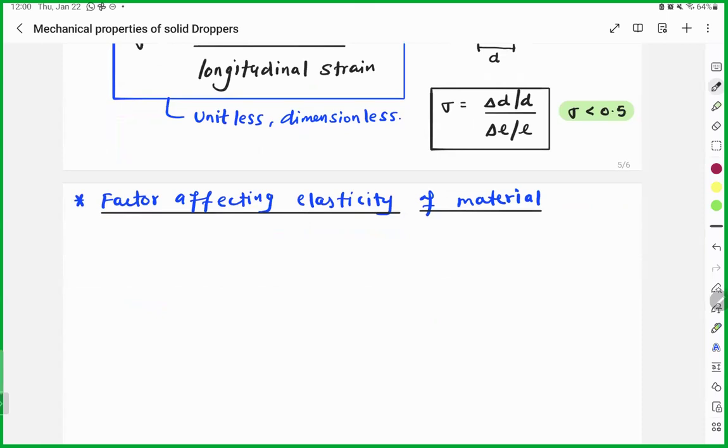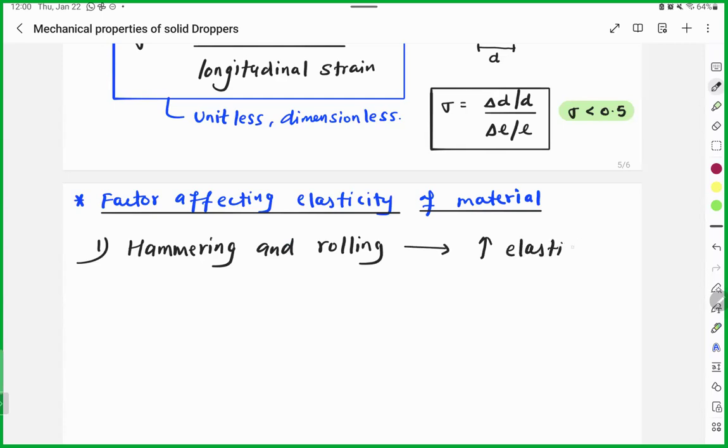Next is what are the factors that affect the elasticity of material? If you do hammering, you hit any material with a hammer, or you do rolling of the material, what will happen in this situation? The material will become hard, rigid, and rigid material has more elasticity. It will increase elasticity. Any doubt, guys?